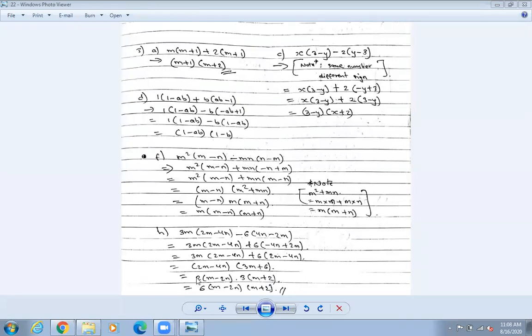Now, 3 to the 3 to the 6 becomes 3 to the 6. So m minus 2n, m plus 2. Okay, so this is our required answer. So 3 to the 6, we write the same, and this is our required answer.